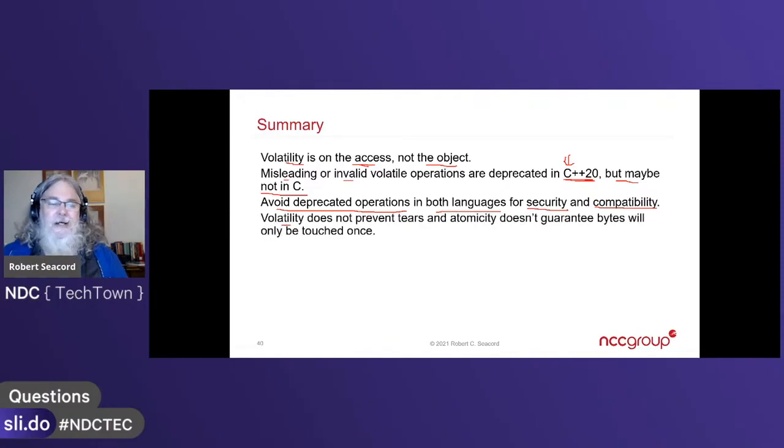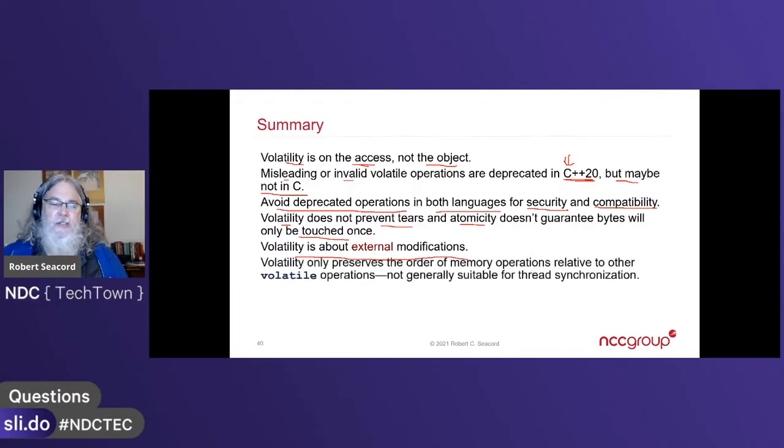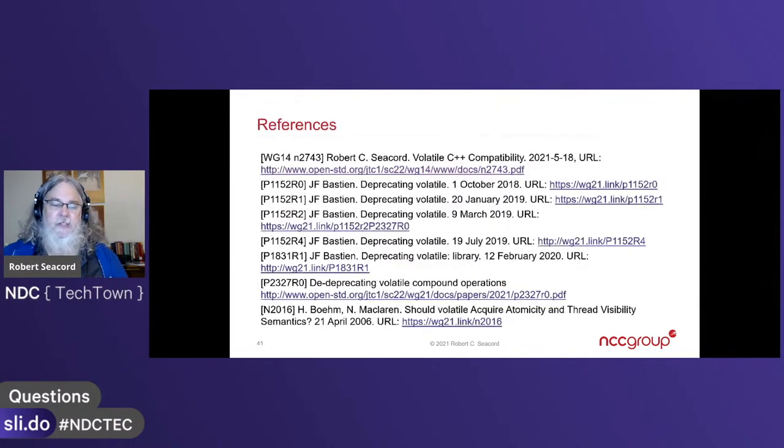Volatility does not prevent tears, and atomicity doesn't guarantee bytes are only touched once. Volatility overall is about external modifications. It's not about anything else, particularly not about synchronization. Volatility preserves the order of memory operations only relative to other volatile operations. So again, it's not generally suitable for thread synchronization. You want to use other synchronization primitives instead.